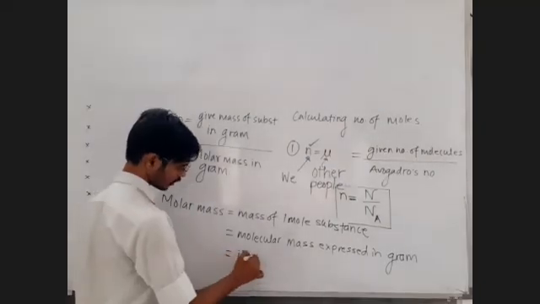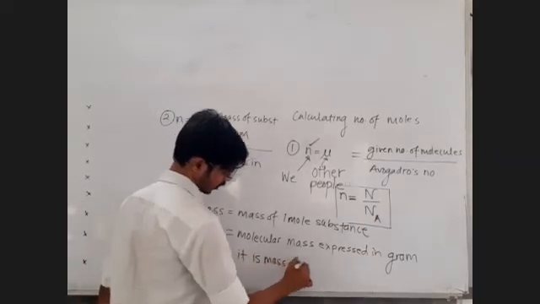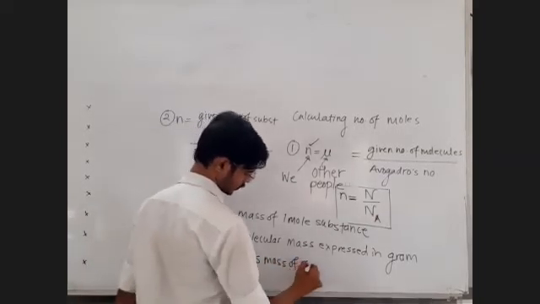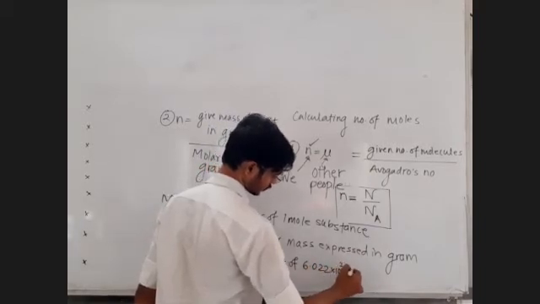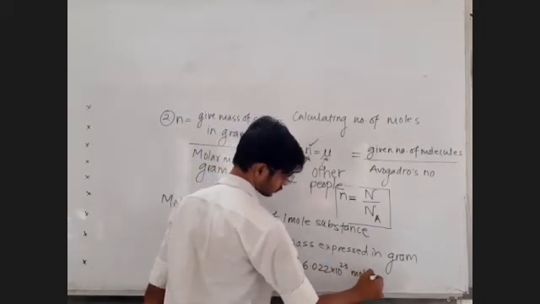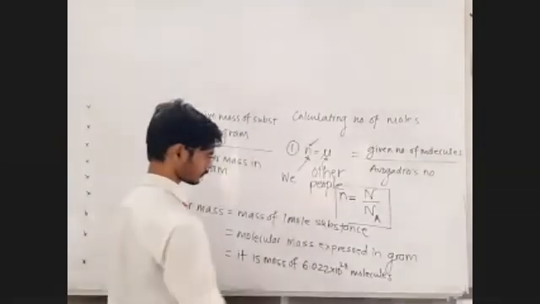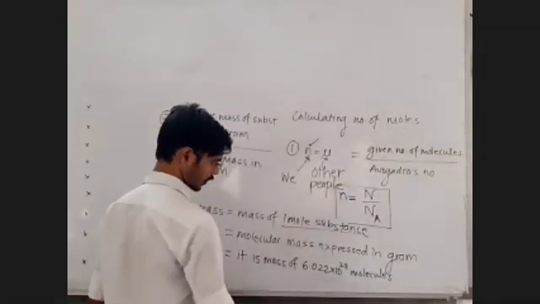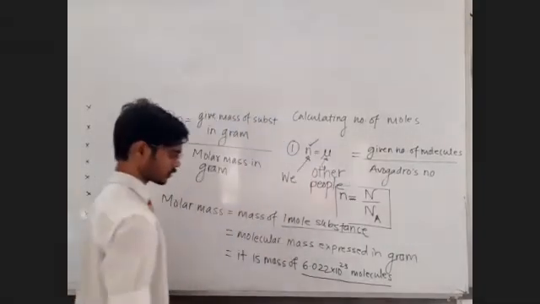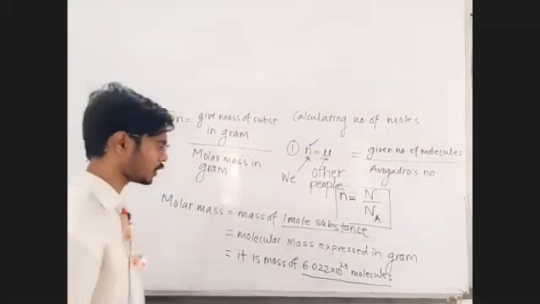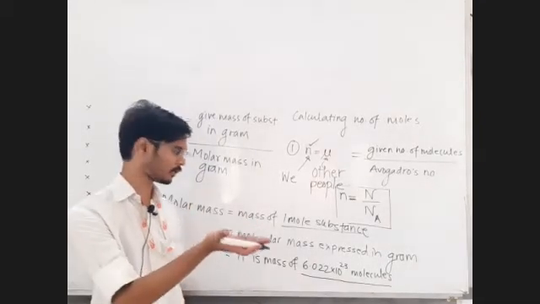it is mass of 6.022 into 10 raised to 23 molecules. Not a single molecule. It is mass of 1 mole of substance. 1 mole of substance is what? 6.022 into 10 raised to 23 molecules. If these many molecules we weigh together, let's have completely weighed molecular mass.